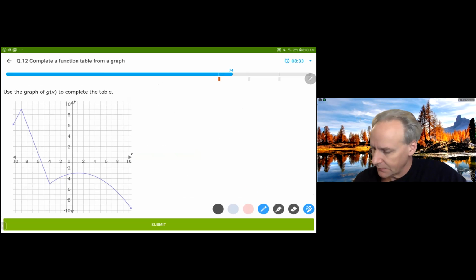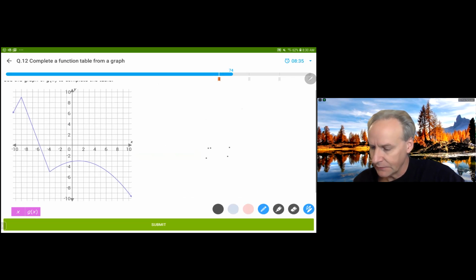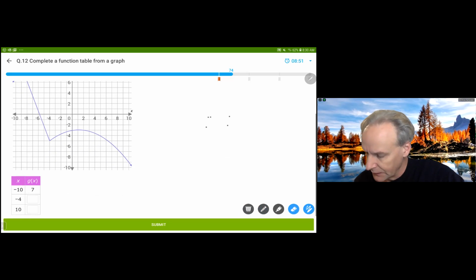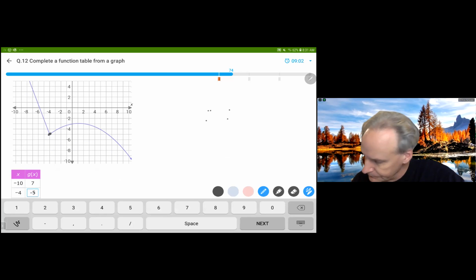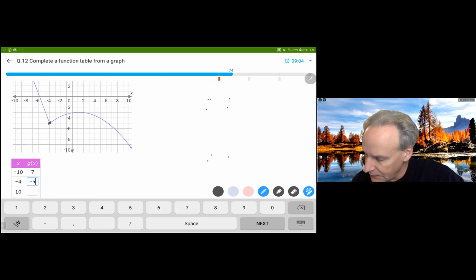Let's take a look here. Oh, this one's a combination type of graph. It looks like an absolute value mixed in with a parabola. We change at the negative 4, don't we? See that negative 4 is where my change is. Let's see, what are we looking for? We want negative 4, which I suspected was one of the points they wanted. And the negative 4 is right here at negative 5. And 10 is at, looks like negative 9 maybe.